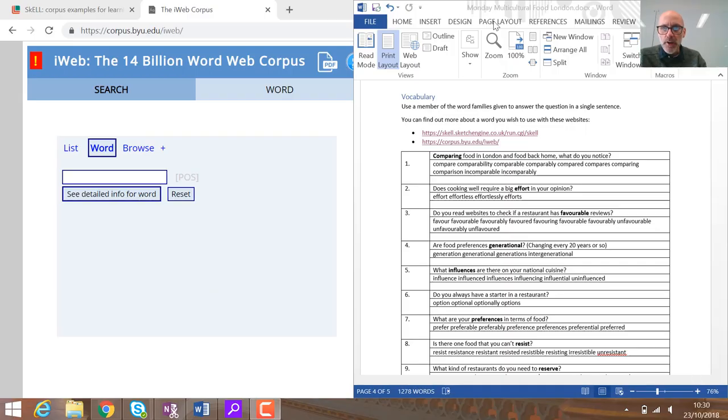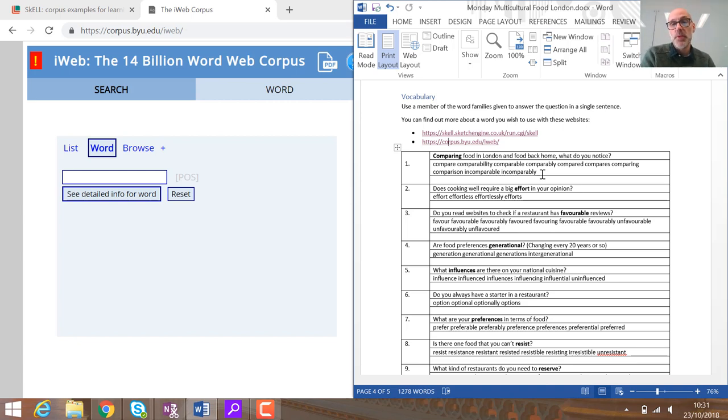Okay, so here's a vocabulary exercise. In the table here, you have a question comparing food in London and food back home. What do you notice? The idea here is that you're given a word family around the word compare, and all of the words related to compare by changing the root with prefixes and suffixes and inflections, things like that, are listed. Compare, comparability, comparable, comparably.